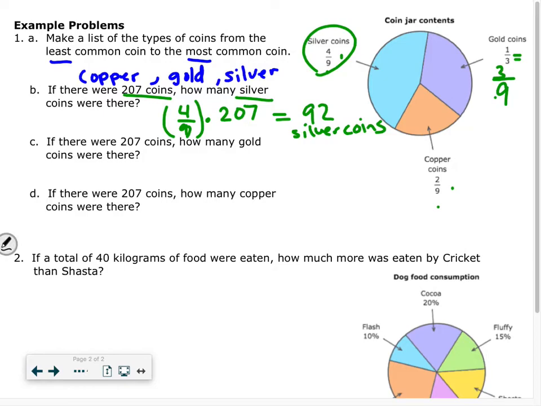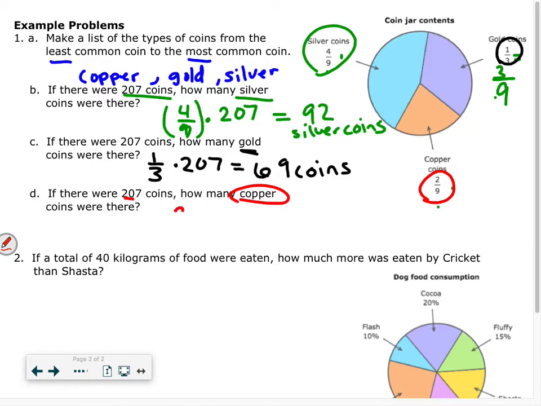Part C, if there were 207 coins, how many gold coins were there? So now we're looking over here. We know 1/3 were gold, so 1/3 times 207 equals 69 coins that were gold. And if there were 207 coins, how many copper coins were there? So copper is 2/9. So we're going to take 2/9 times 207, and we should get 46 copper coins.